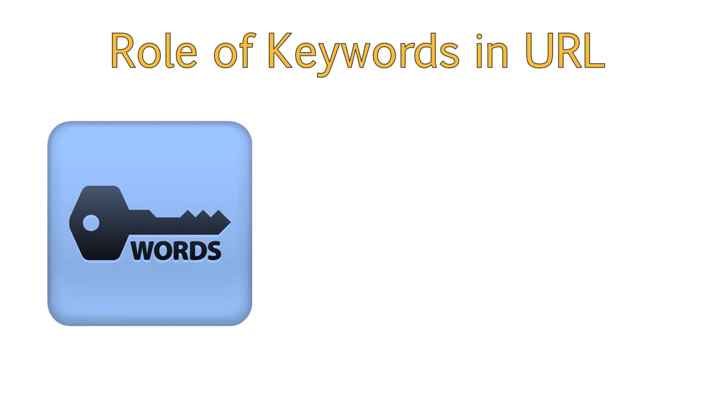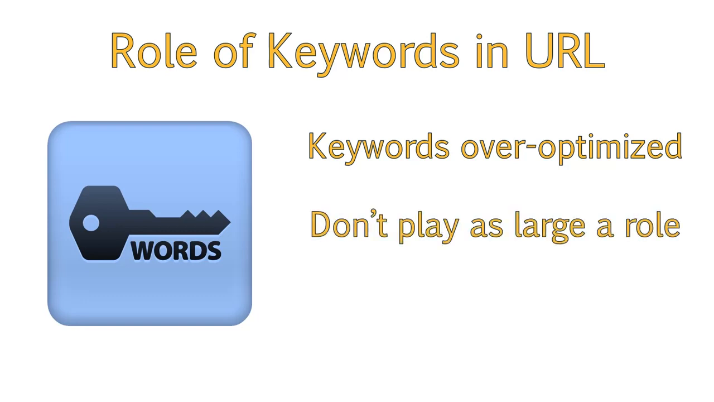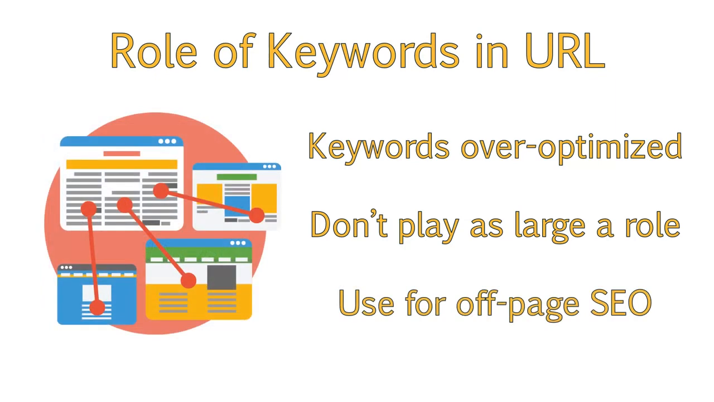Keywords in the URL used to play a large role in SEO, but this has been over-optimized to a point where Google has changed the importance of URL keywords when determining where a site should rank. Keywords within the URL are still useful, they just do not play as large of a role as they used to. However, URLs should also be considered from an off-page SEO perspective.